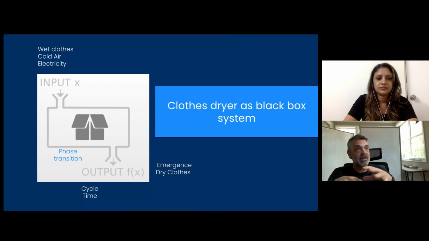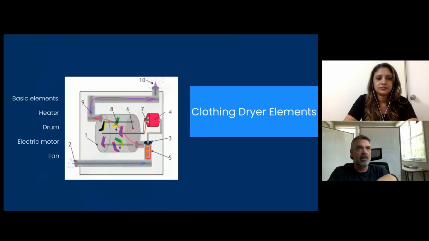But there's more to it than just that. There are elements in that contained system, a group of elements, and the elements are defined as pieces of the system. For example, basic elements in a dryer: the heater, the drum. There's an electric motor to turn the drum. There's a fan, there's exhaust. And these things work together. So to dry the clothes, the heater heats up, the motor turns the drum, and the fan moves air through.